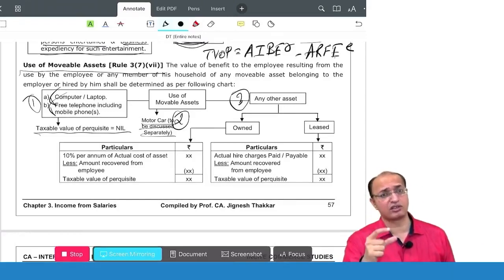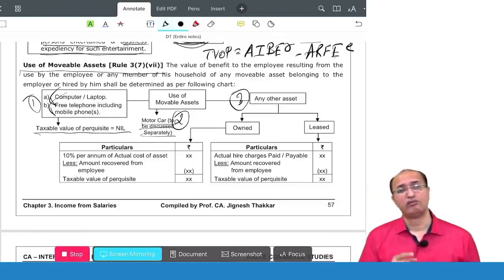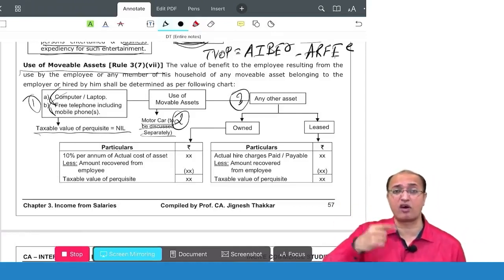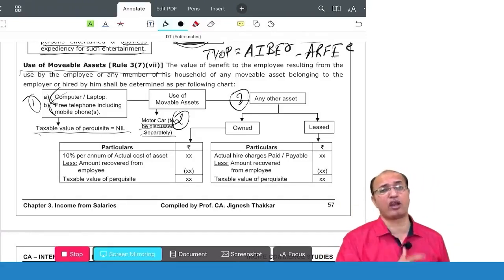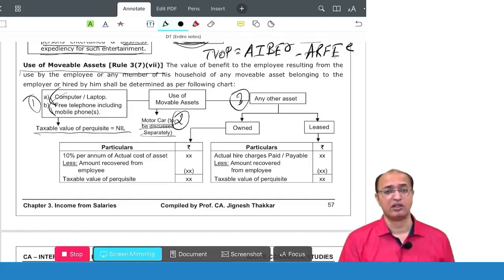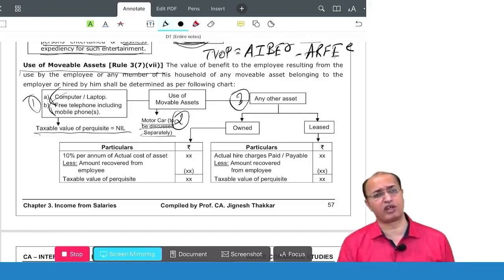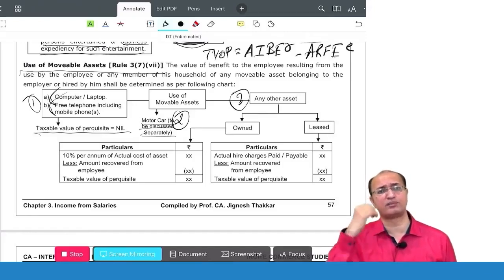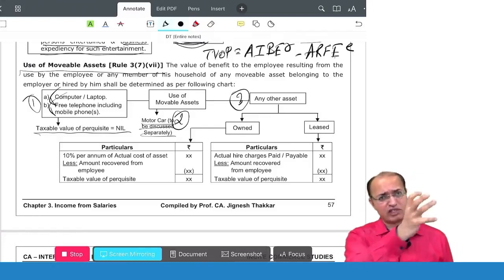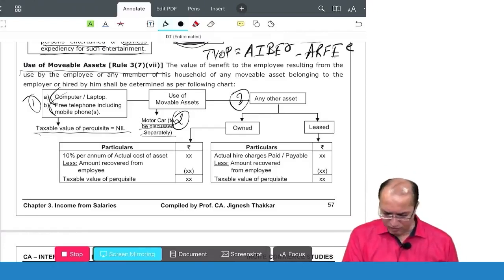So in that furniture, what was the rule applied for valuation? Whether that furniture is owned furniture or leased furniture. If it is owned furniture, then you took your favorite method of depreciation, that is 10% SLM. 10% of actual cost was considered as perquisite value. And if it was leased furniture, then whatever were the higher charges paid by your employer for that furniture was taken as the perquisite value. Same to same thing we have imported from there and written here.